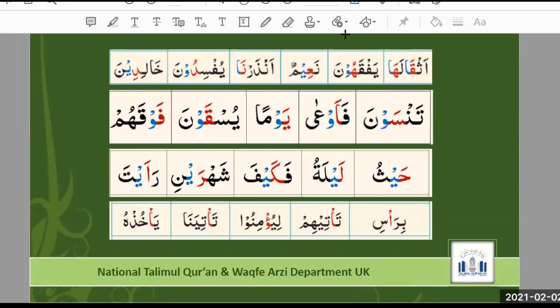Haysu. Laylatu. Faqayfa. Shahraini. Ra'ayta.